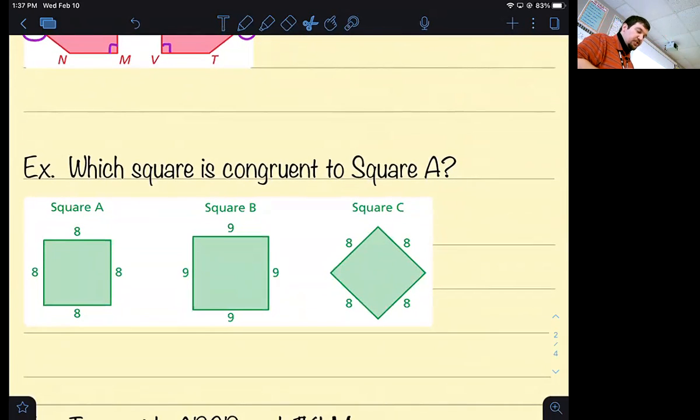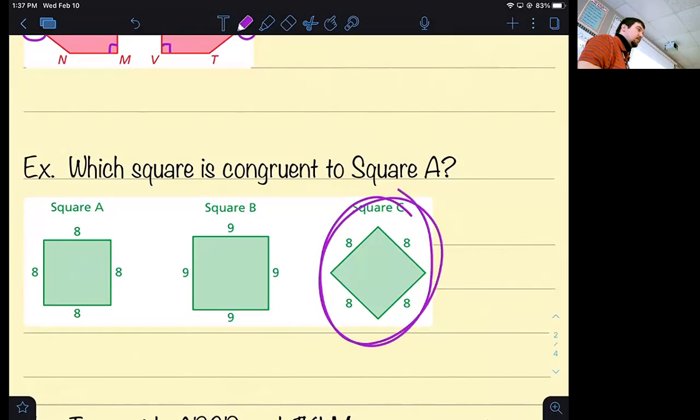Next example, which square is congruent to square A? Olivia? Square C. You got it. They've rotated it, but they didn't change its shape or size. Square B, they didn't rotate it. They didn't change its shape, but they changed the size. And so square B would not be congruent with square A.